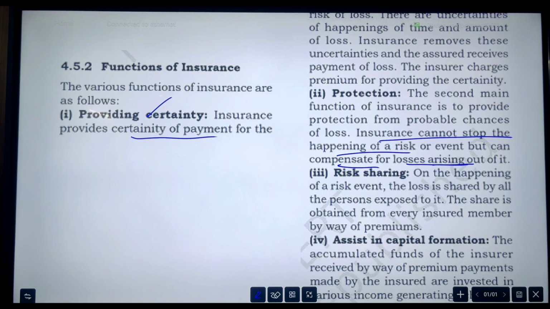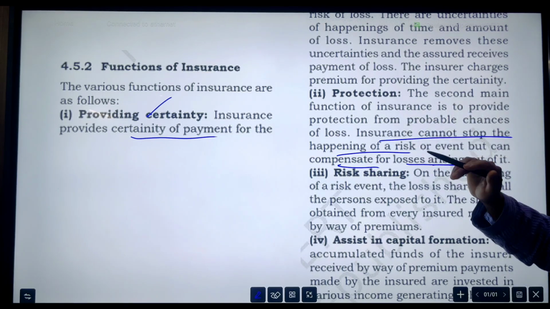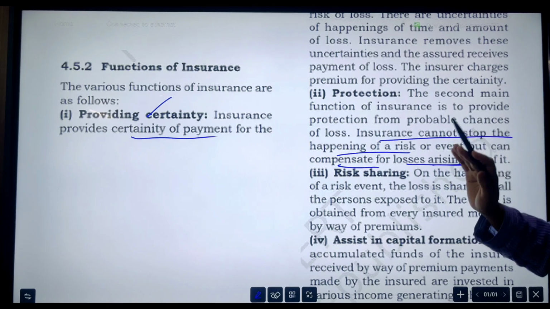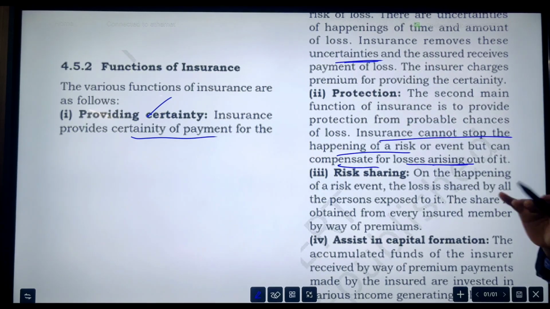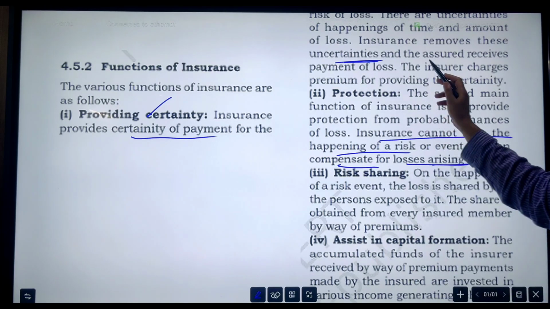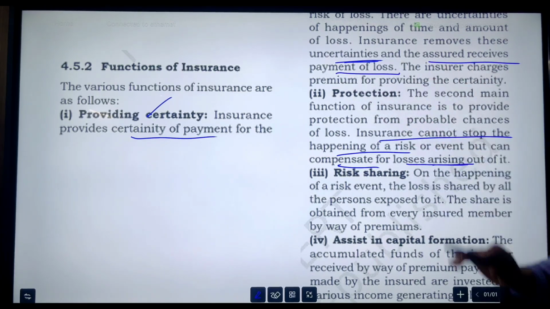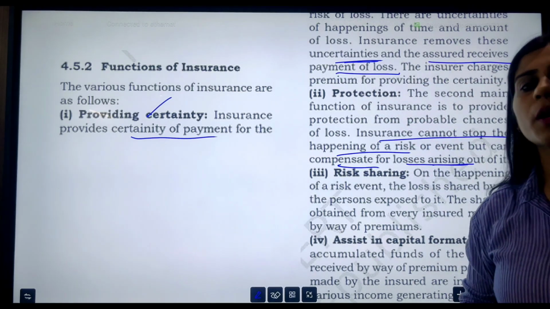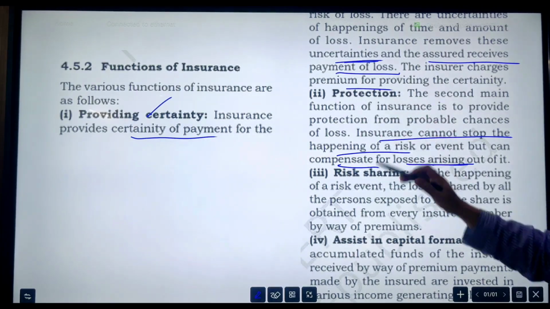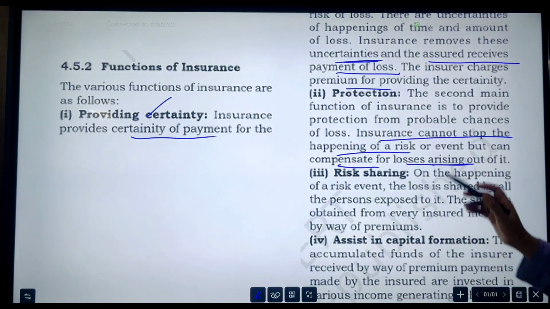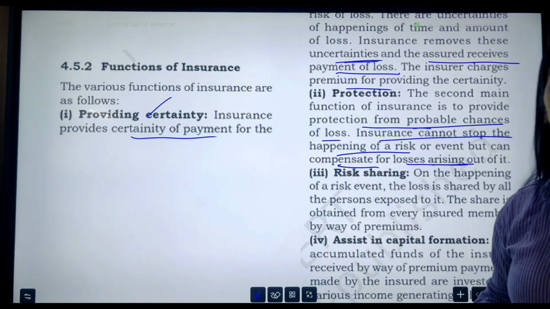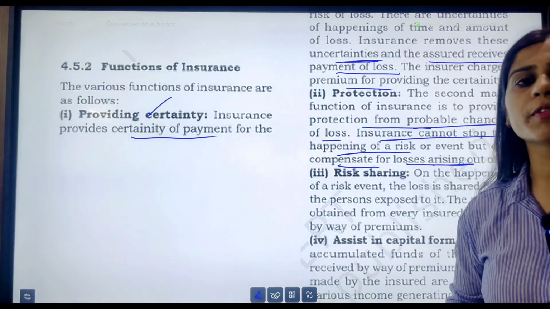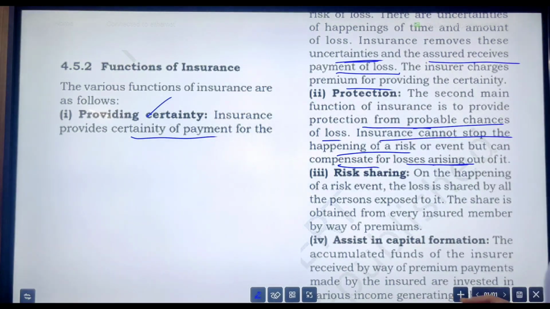So it is very, very important. It lends us protection, no doubt, and it also removes the uncertainties from the path, giving an assured repayment of losses in case there is a risk, through the payment of premiums. So protection is also another thing, that it helps in providing protection from the probable losses, or the chances of them, which are very obvious to occur in any kind of business.